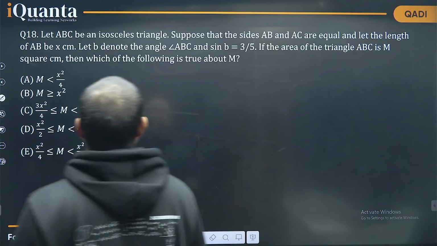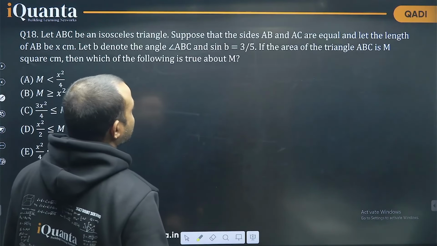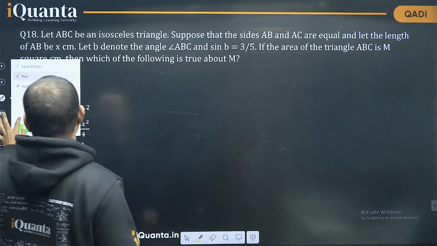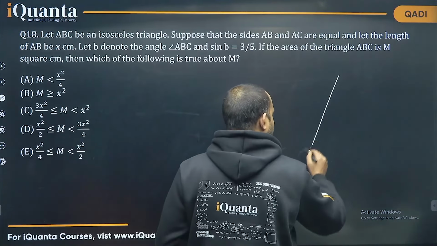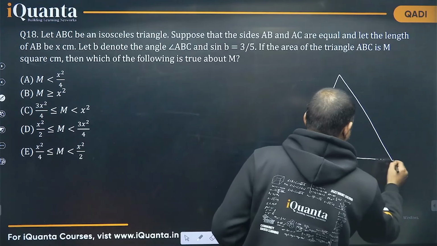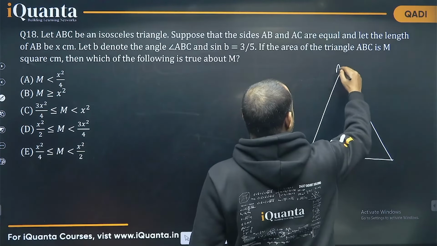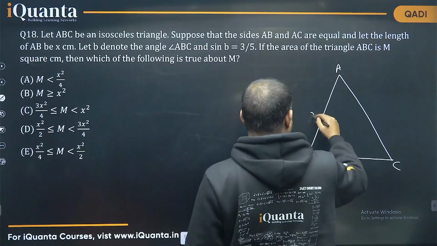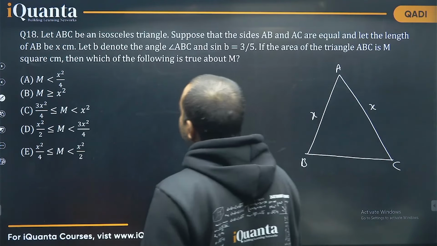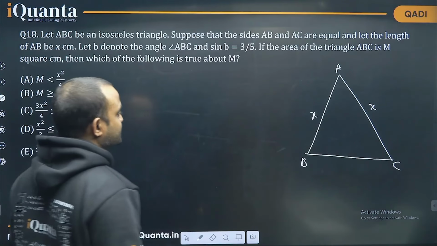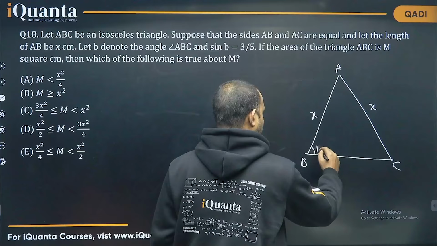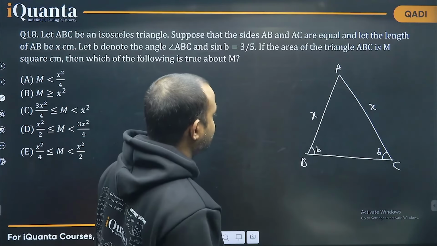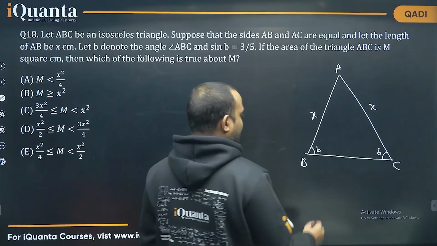Let ABC be an isosceles triangle. Suppose that the sides AB and AC are equal and the length of AB be x centimeter. So ABC, right? AB and AC are equal. The length of the AB is x. If this is x, this is also x. Let B denote the angle ABC. This is angle B. If this is angle B, this will also be angle B, and sine B is 3 by 5.